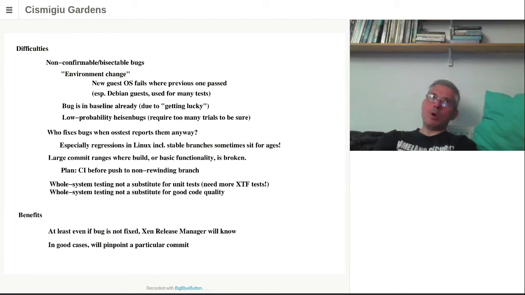And, well, we could not update until somebody had fixed that guest, but in practice, that doesn't seem to be very practical. This is especially a problem for Debian guests because we use those for a lot of our tests. And if a Heisenbug slips into the Debian stable kernel, then that can cause us trouble. I think that the example we had earlier was one of those.